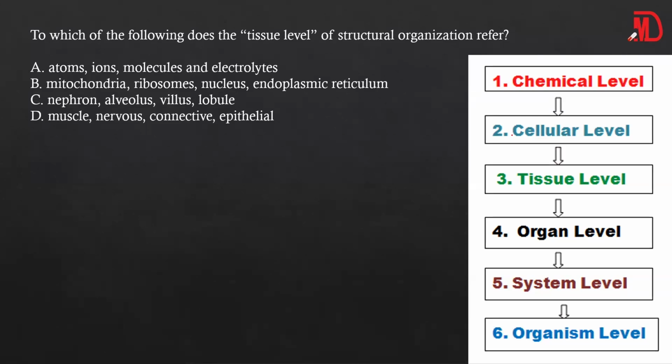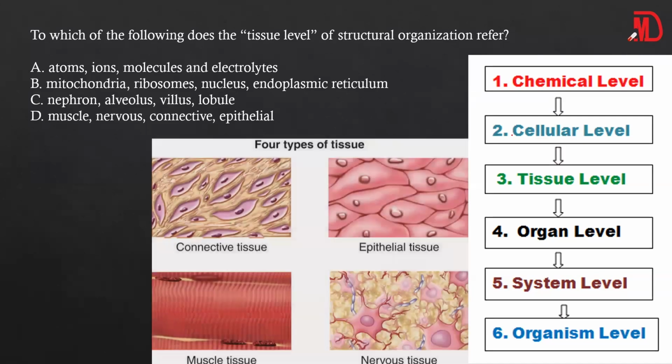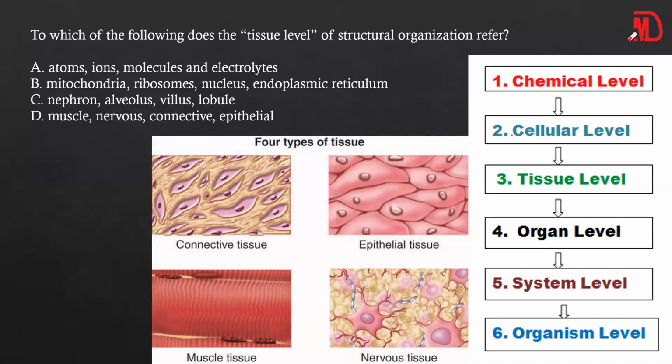Now, over here, we are referring to the tissue level. So, level 3. That is what our focus is on. So the tissue level of structural organization refers to a group of similar cells that work together to perform a specific function. Now, there are 4 primary tissue types in the human body. And these are the connective tissue, the epithelial tissue, the muscle tissue, and the nervous tissue.